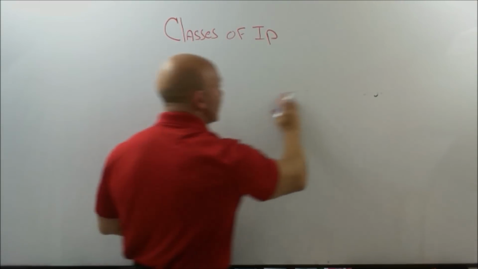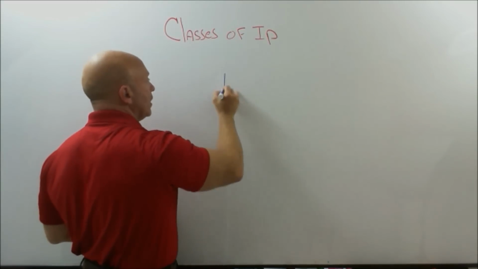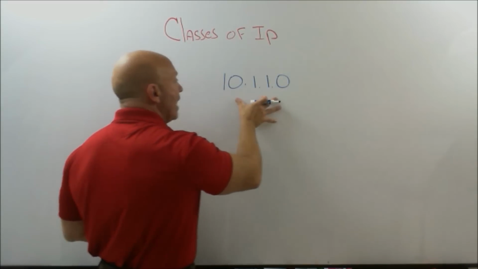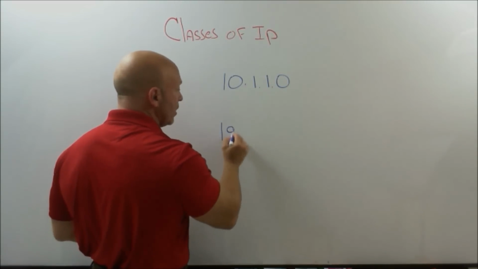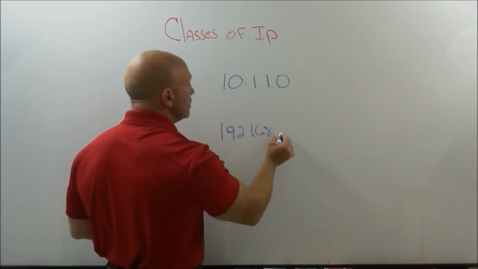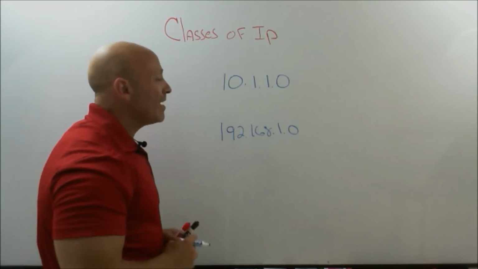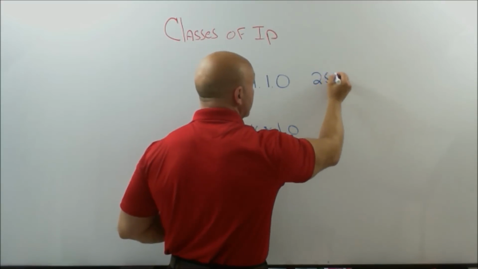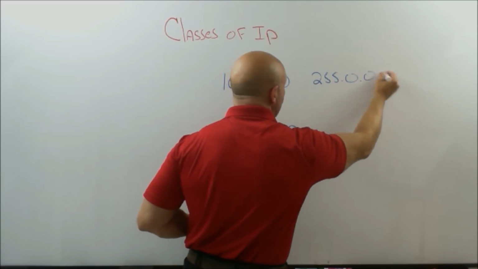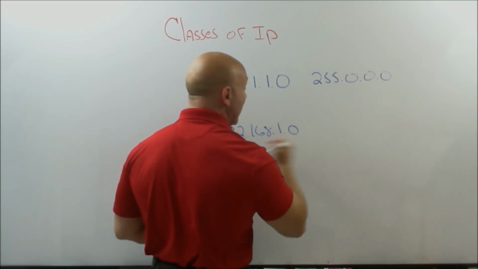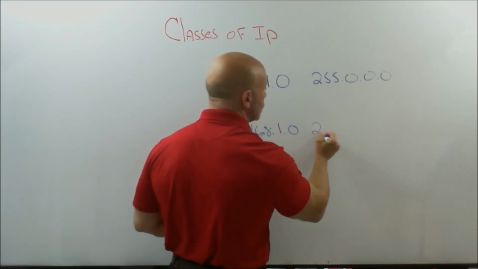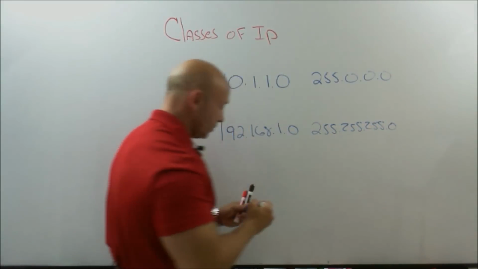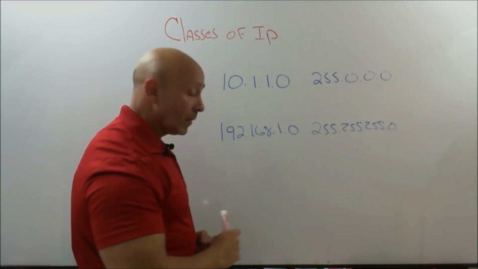You have a Class A address. Let's use the normal ones we all work with, 10.1.1.0. And we have then, let's say, a Class C address, 192.168.1.0. Now, by default, a Class A has a 255.0.0.0. And by default, a Class C address has 255.255.255.0. But we don't do that, do we?